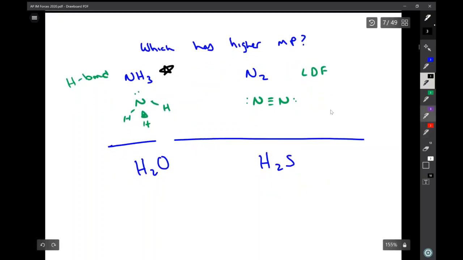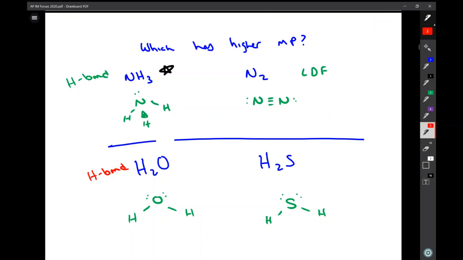All right, H2O versus H2S. This should be an easy one. There's water, and H2S looks the same thing. Water is a hydrogen bond. H2S is polar. Sulfur's partial negative, hydrogen is partial positive. But it is dipole. So even though it has hydrogens, sulfur is not as electronegative as oxygen, so it doesn't count as hydrogen bonding there. It just counts as dipole.